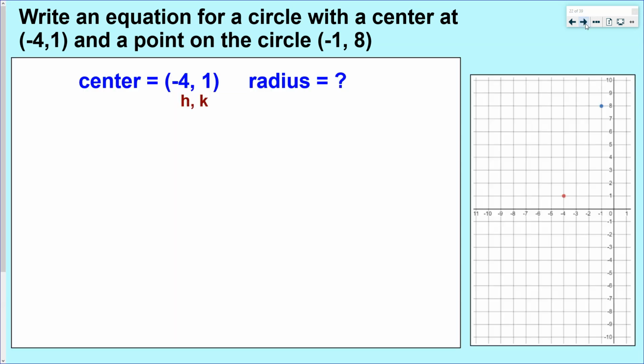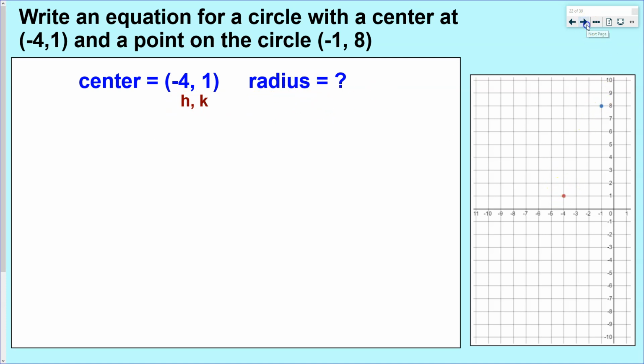It's not a bad idea to draw a picture, so I did that off to the side here. I plotted our 2 points, and so we've got our center, no big deal. Our h is going to be 4, or it's going to appear as +4 in our formula. Our k is going to appear as -1 in our formula, but we need to know how far it is from here to there.